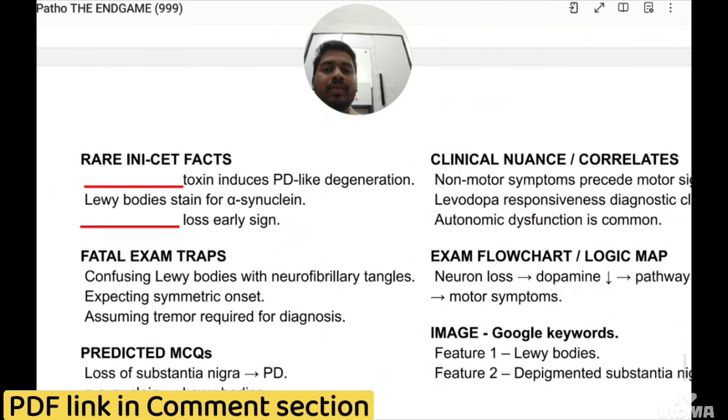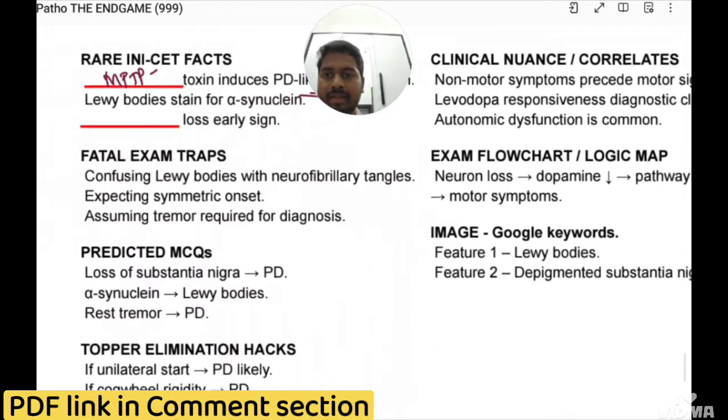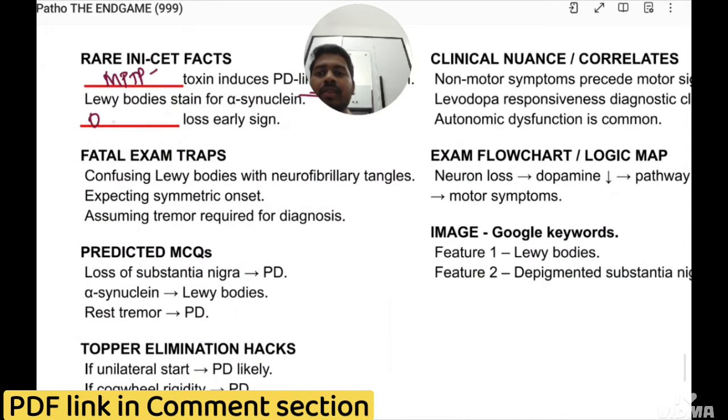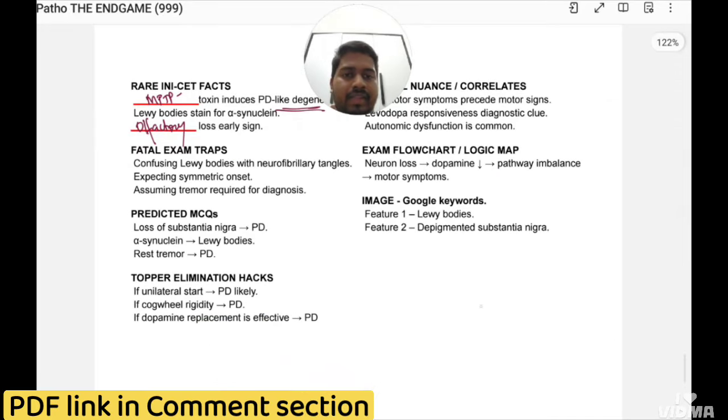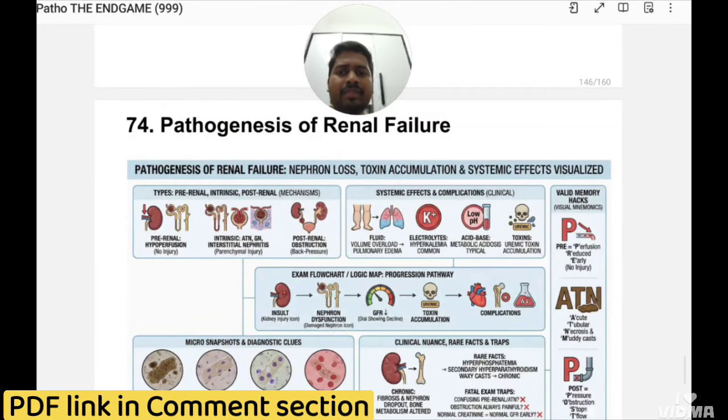Next, which toxin causes Parkinson disease like degeneration? It is MPTP toxin. Correct? MPTP, right? Yes, MPTP. What is the earliest sign? Olfactory loss. Okay. Just the things are what I have discussed. Next, we'll go to renal failure, a very small topic.